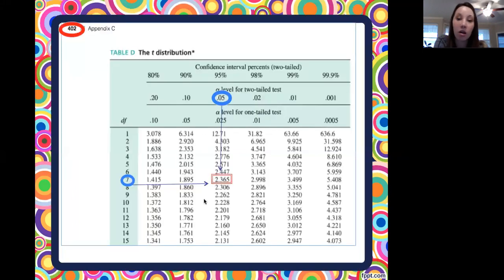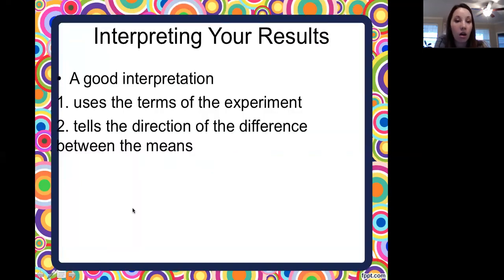Because our data are bigger than 2.365, we reject the null hypothesis. So that's all of that. So a good interpretation. We just decided that we reject the null hypothesis. So how do we basically say that? How do we express that when we're writing up our results?